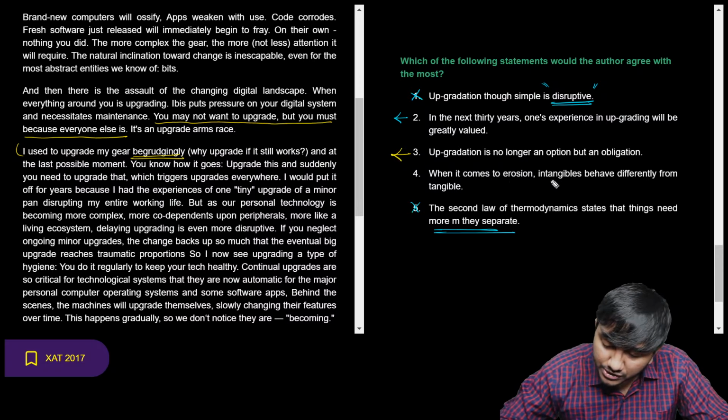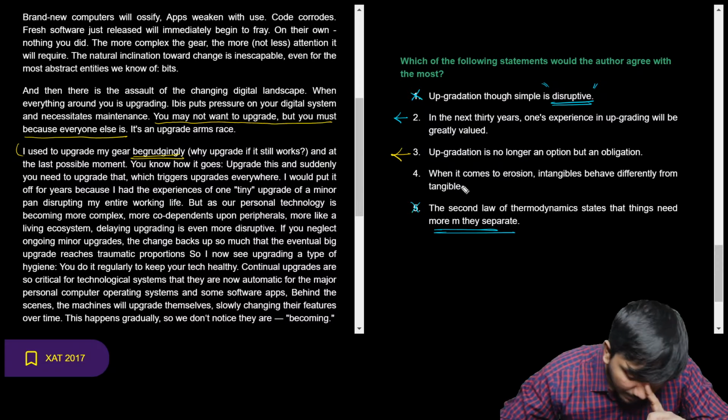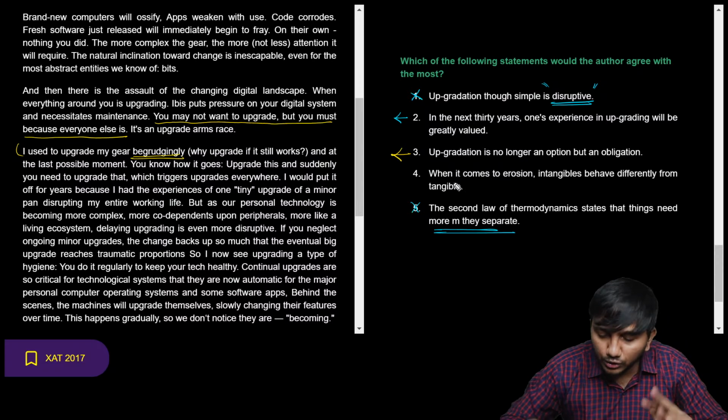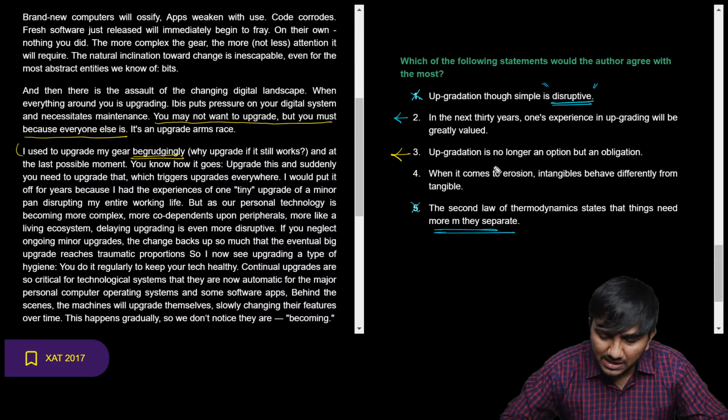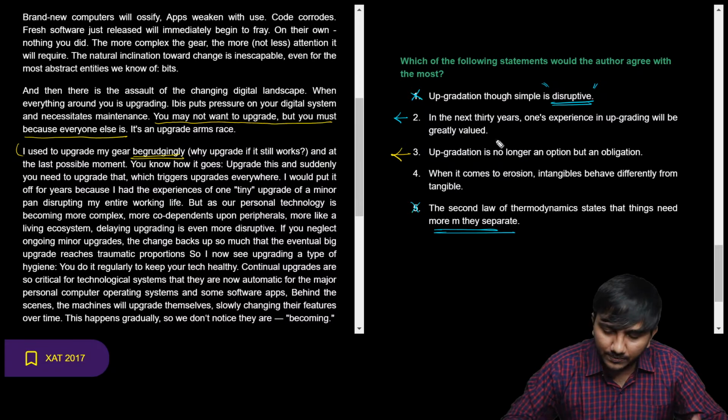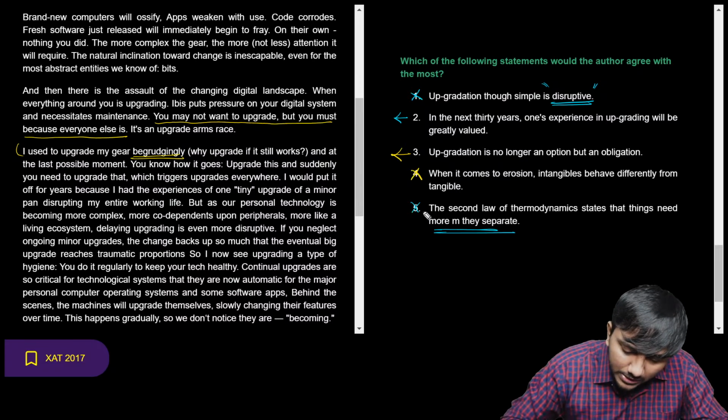When it comes to erosion, intangibles behave differently from tangibles. He did say that intangibles also require some kind of maintenance, but when it comes to erosion, how they are going to behave, he did not tell anything about it. So we can get rid of this one. Now it's between 2 and 3.